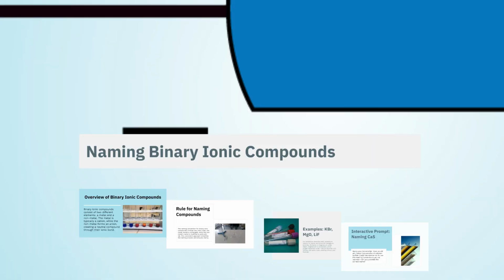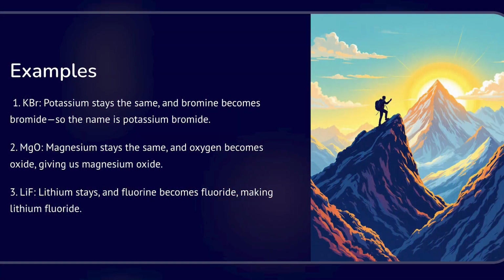Now let's move to binary ionic compounds. When we are naming binary ionic compounds, which consist of just two elements, we use the same basic rule. The metal keeps its name and the non-metal changes its ending to -ide. Let's take KBr for example. Potassium stays the same and bromine becomes bromide. So the name is potassium bromide.